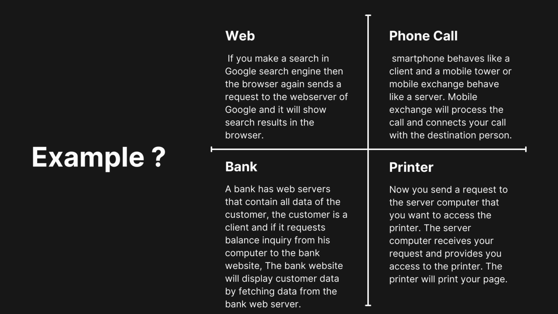Then the bank. A bank has web servers that contain all data of the customer. The customer is a client, and if he requests a balance inquiry from his computer to the bank website, the bank website will display customer data by fetching data from the bank web server. And then lastly is printer. Now you send a request to the server computer that you want to access the printer. The server computer receives your request and provides you access to the printer. The printer will print your page.